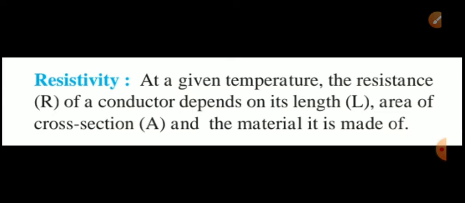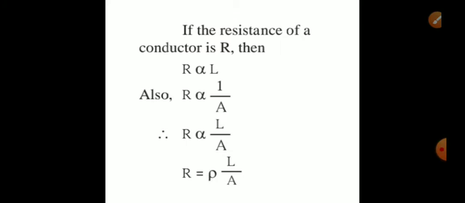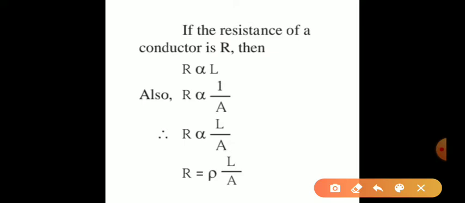Now we'll see the resistivity. At a given temperature, the resistance, which is denoted by capital R, of a conductor depends on its length, area of cross section and the material it is made up of. So if the resistance of a conductor is R, then R is directly proportional to L. Also R is inversely proportional to A, that means area of cross section. So therefore R is directly proportional to L upon A.